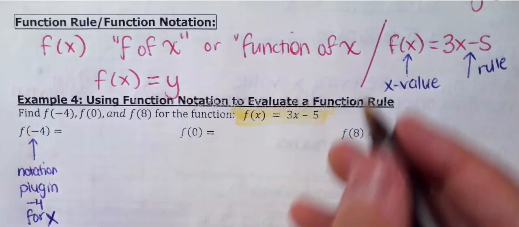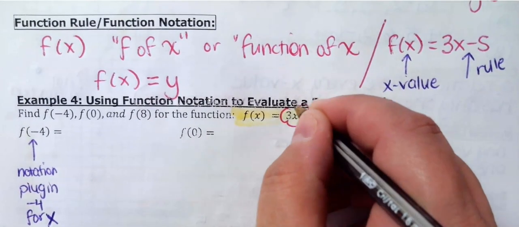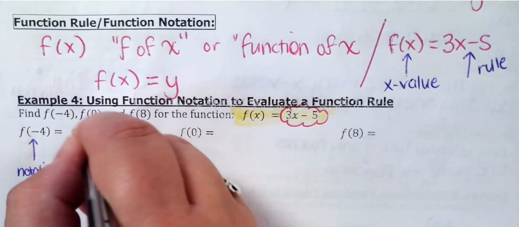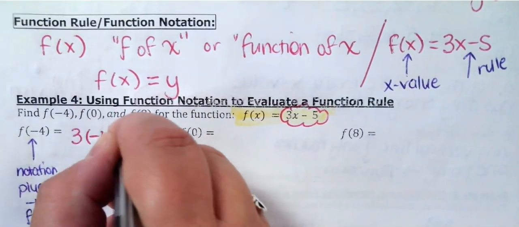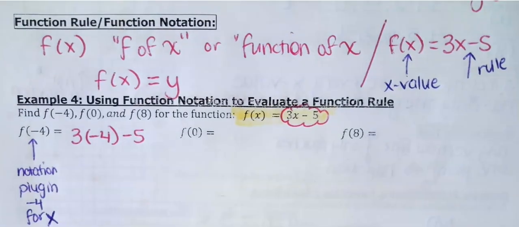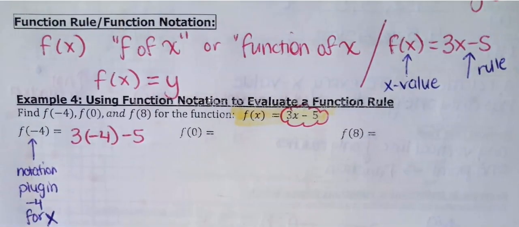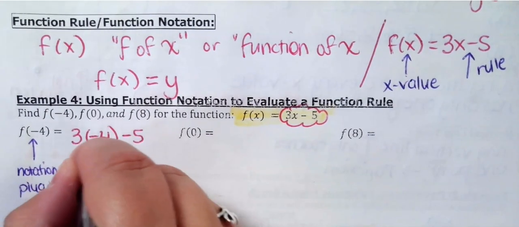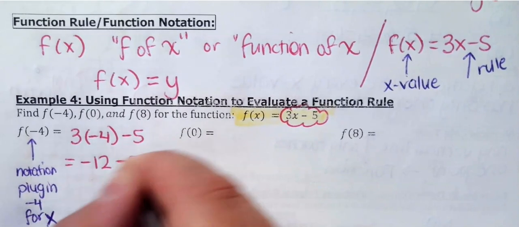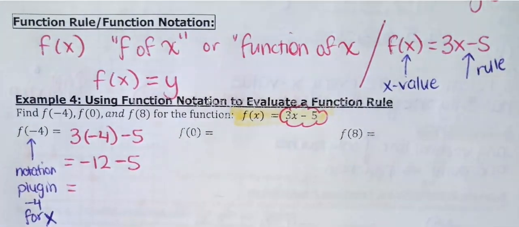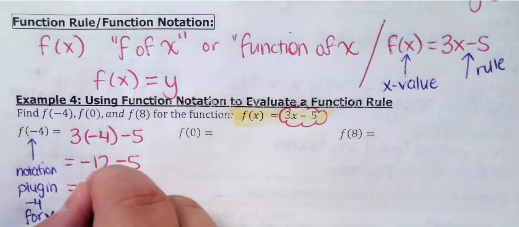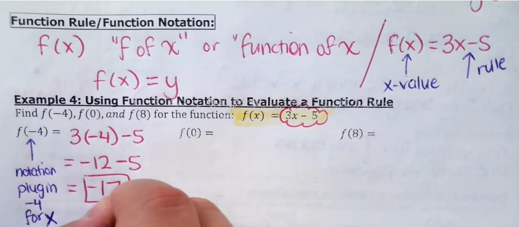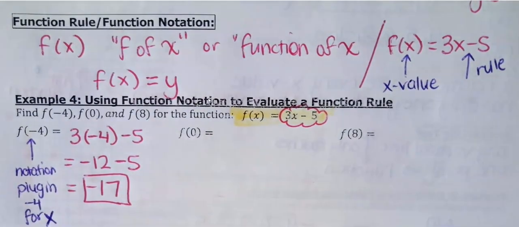So here's your function rule, 3x minus 5. Everywhere I see an x, I'm just going to replace it with that -4. We could do this by hand, or you can grab a calculator, whatever's easier for you. I'm doing my order of operations here. 3 times -4 is -12. And then from that -12, I'm going to subtract 5. Ultimately, my answer to that part of the question would be -17.